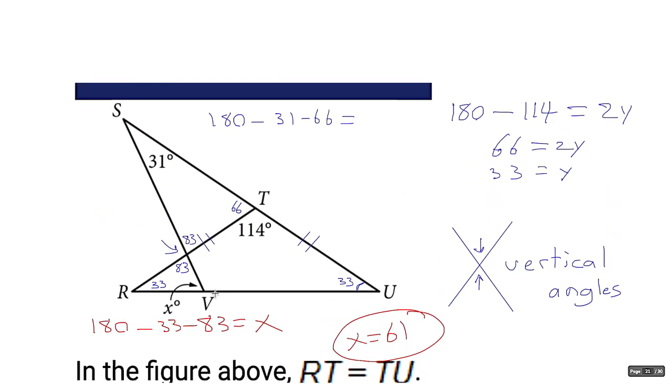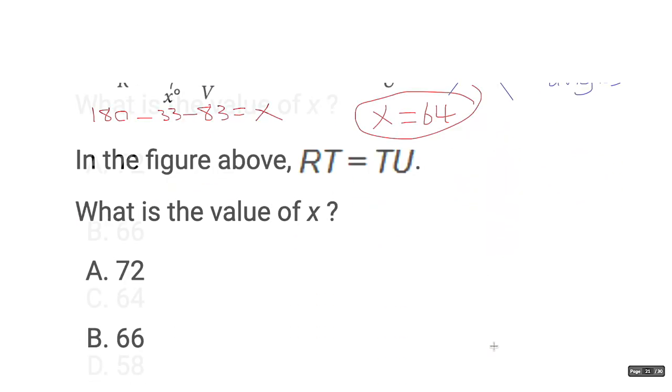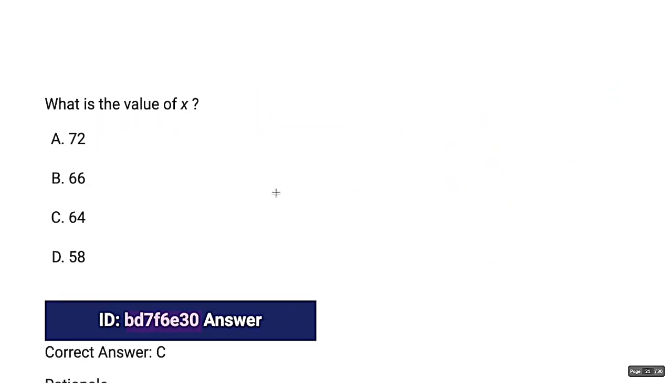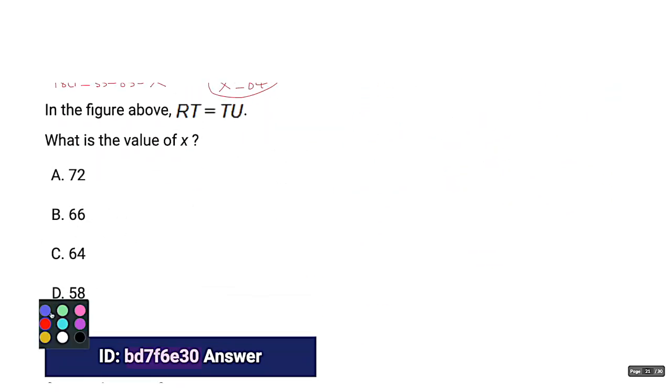What? Come on, bro. Okay, I accidentally put in 86 instead of 83, and that equals 64. So x equals 64. Let's zoom out and hope that that's actually one of our answers. It is. Okay, yeah, so 64 is our answer there.